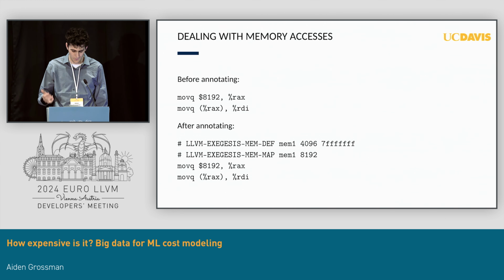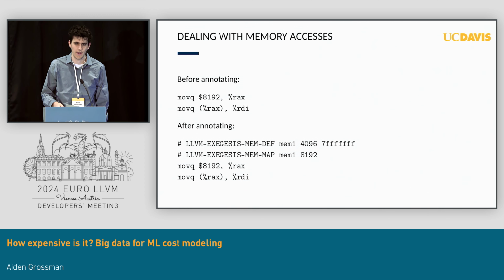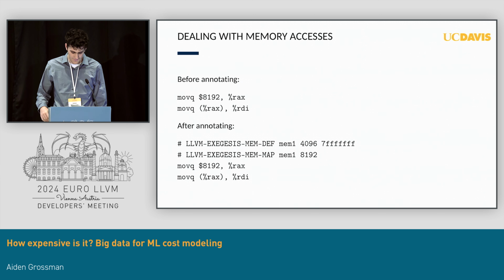So essentially it looks like this. You take a basic block, you run it, and you see that it seg faults at an address like 8192. You set up your memory definition, you set up your memory mapping, and then it's able to successfully execute that basic block and get you a reasonable inverse throughput number.